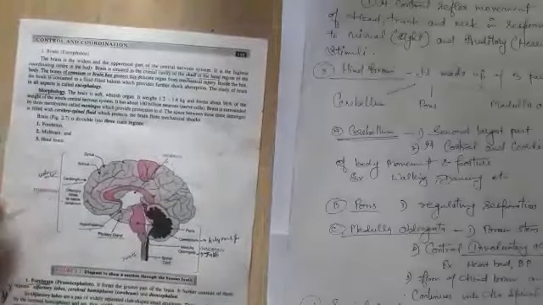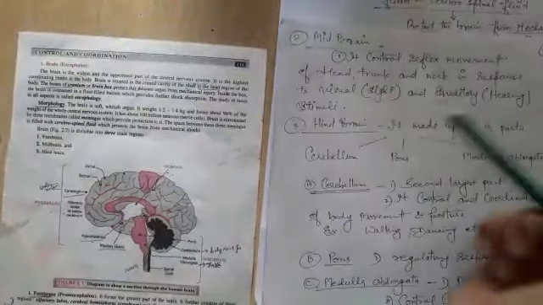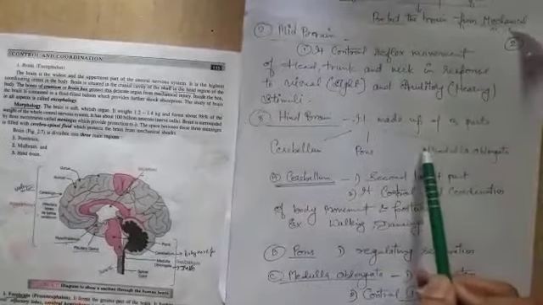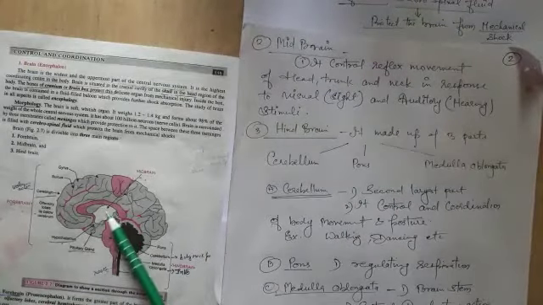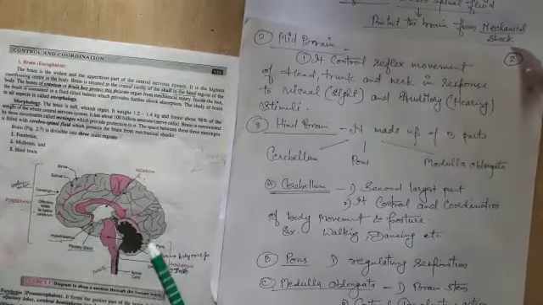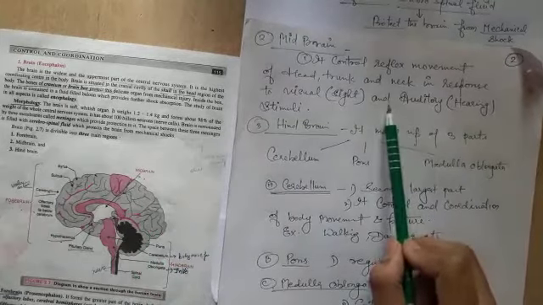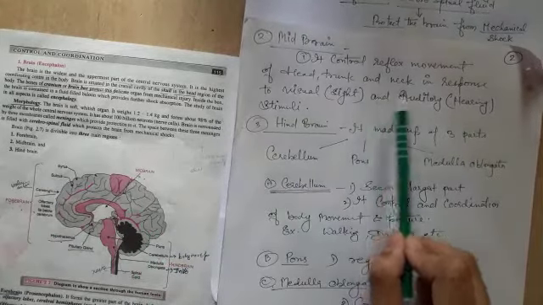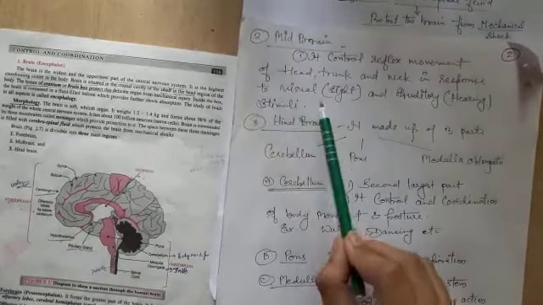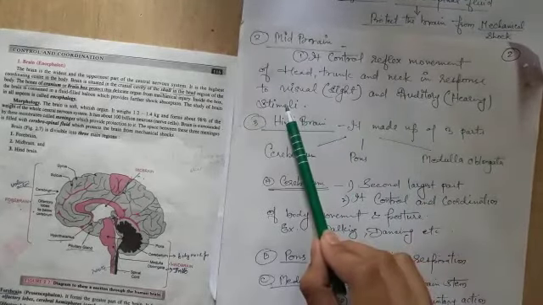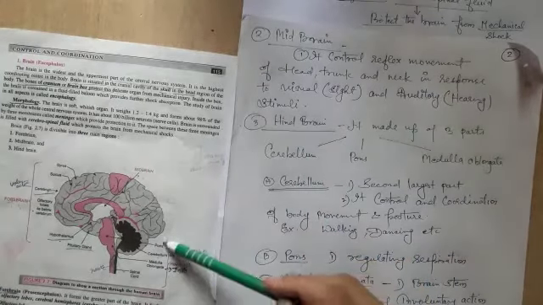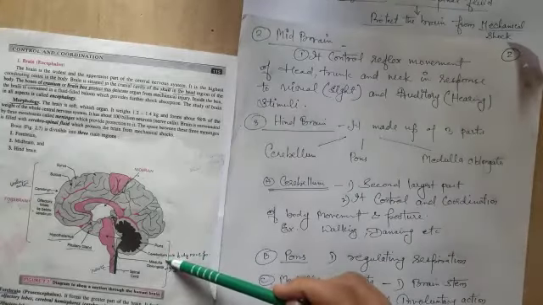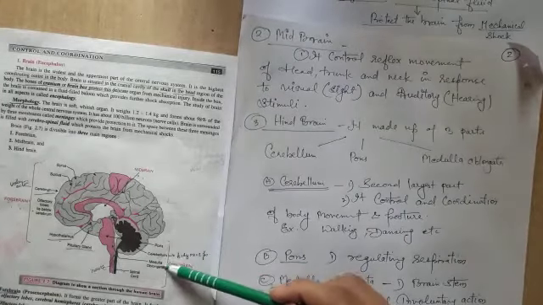Now next is midbrain. It connects the forebrain and hindbrain. It controls reflex movement of head, trunk and neck in response to visual and auditory stimuli. Now the last one is hindbrain. It is made up of three parts: cerebellum, pons and medulla oblongata.